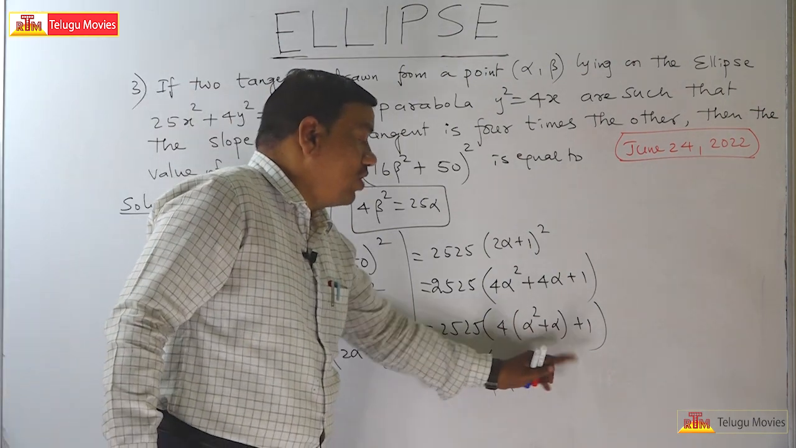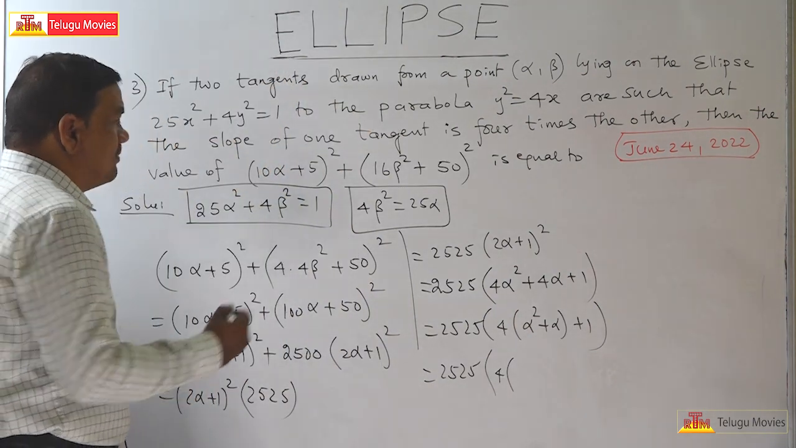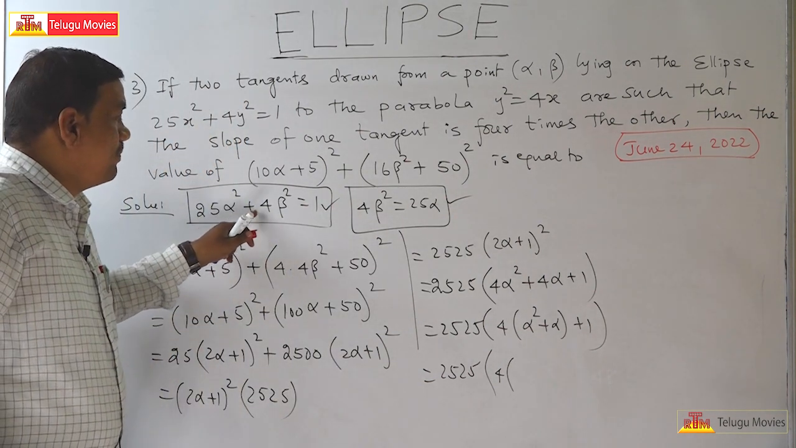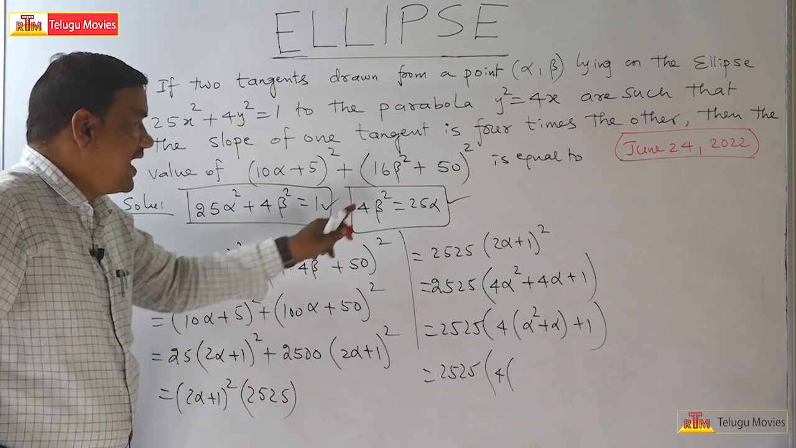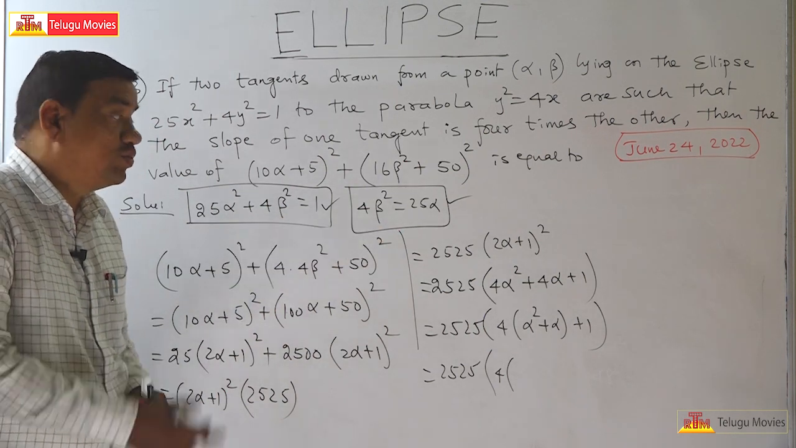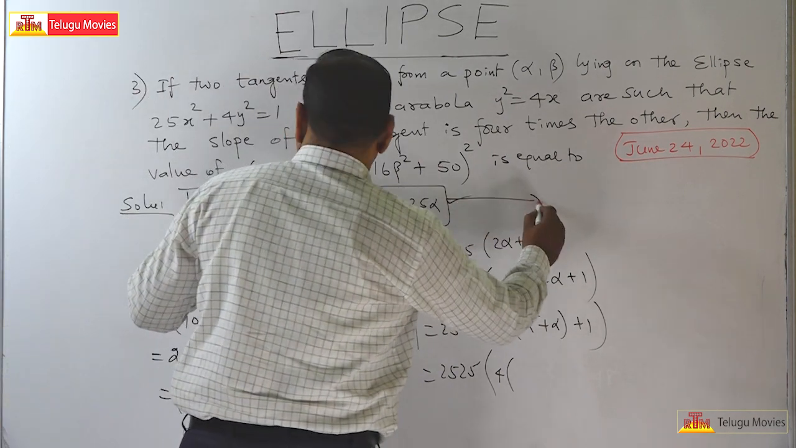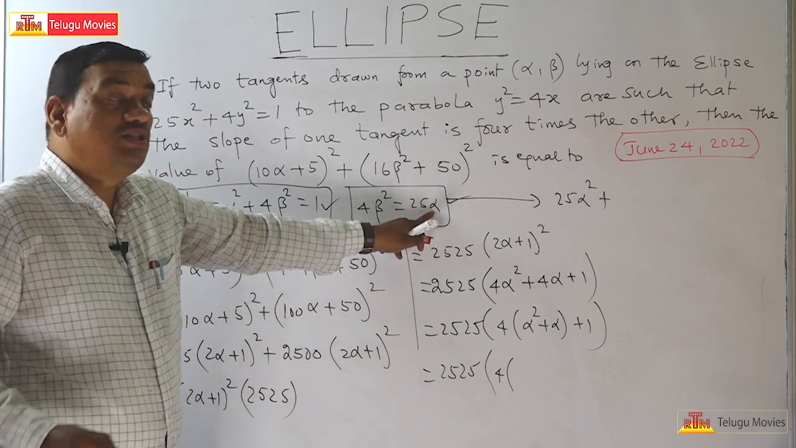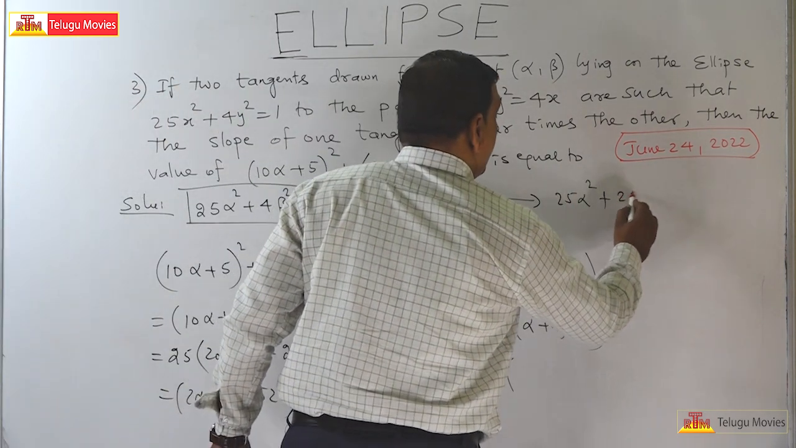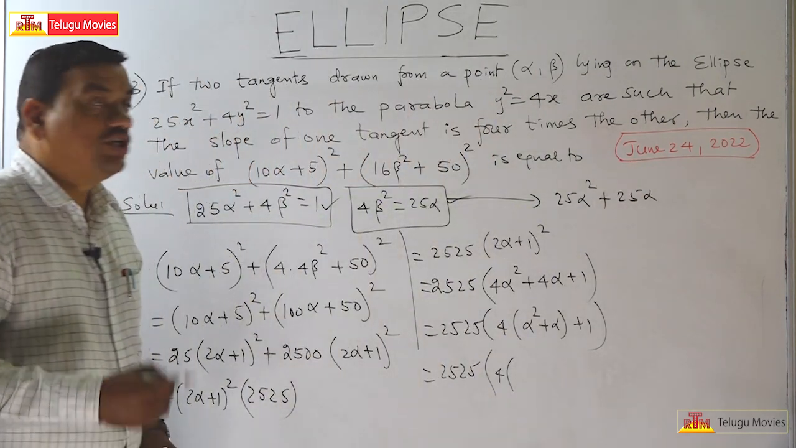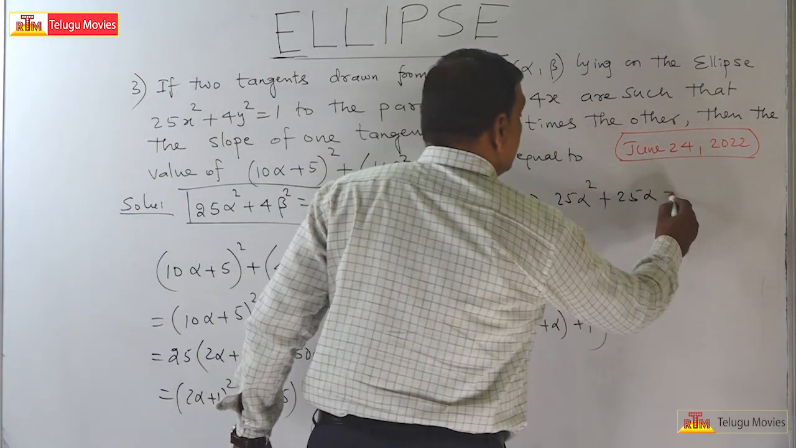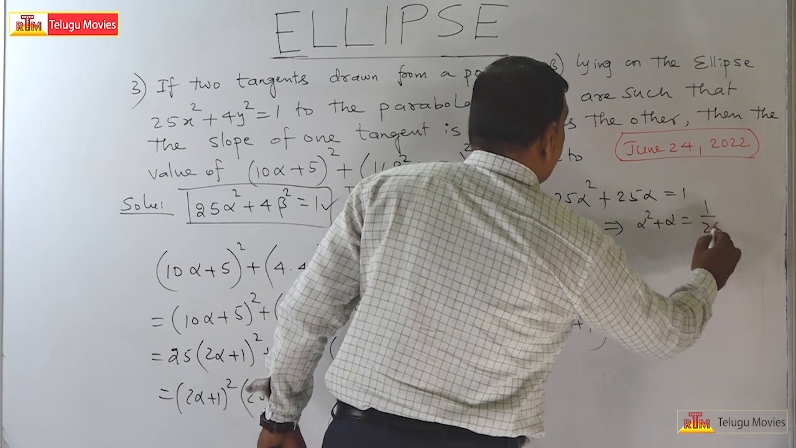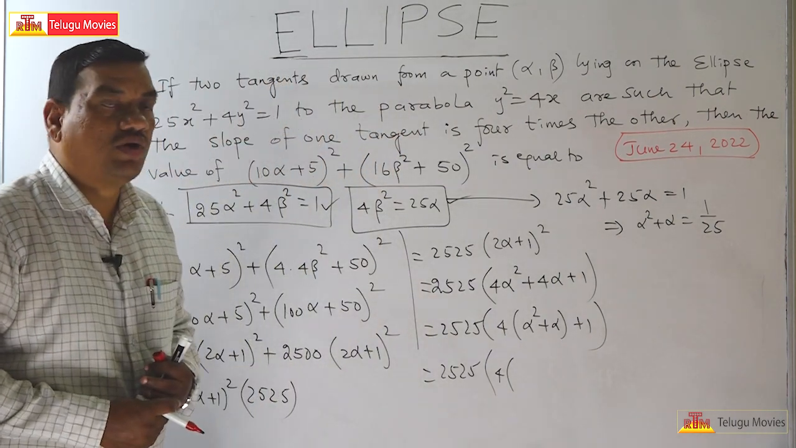See here, how to get alpha square plus alpha value, let us observe these two relations. Here 25 alpha square plus 4 beta square is equal to 1. Again 4 beta square value is equal to 25 alpha, no? So from this you see here 25 alpha square plus 4 beta square value is 25 alpha. So 25 alpha is equal to 1. So alpha square plus alpha is equal to 1 by 25.